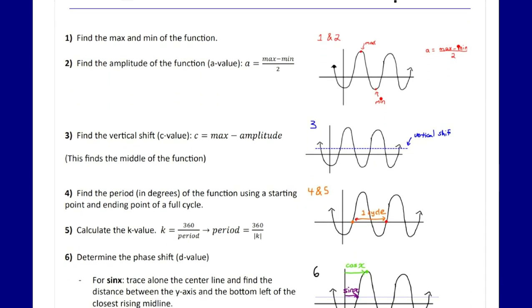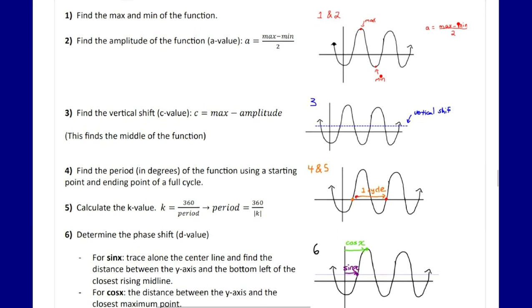Next, I'm going to look for the period. The period I can find by using a starting point and an ending point of a full cycle. Because we're given the graphs, we would be able to visually see what the period is. And then in doing so, I can work backwards to figure out the k value. I can do 360 divided by the period to tell me the k value, or basically see how many cycles are there between 0 and 360.